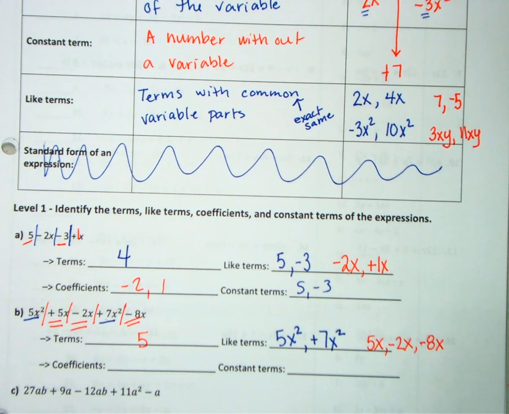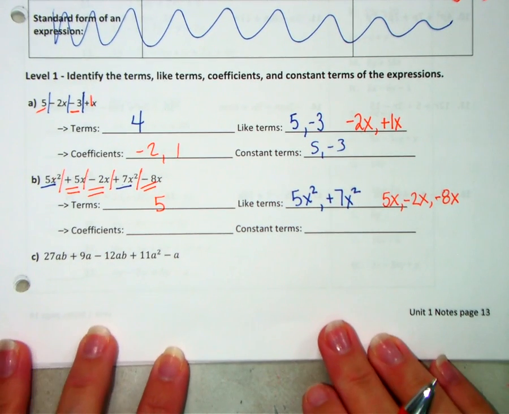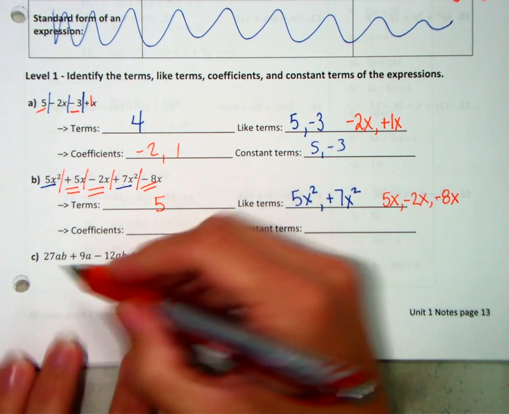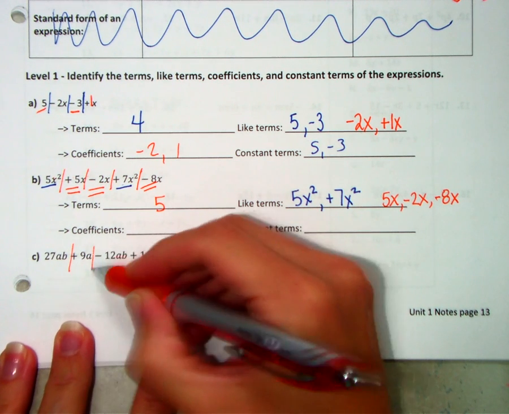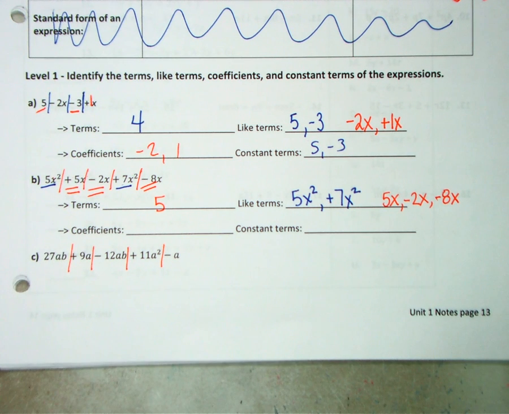Now let's actually do a problem where we actually combine. You can use your calculator to combine your like terms. You can separate the terms here. I've got 1, 2, 3, 4, 5 terms, and I'm going to simplify it, take it from 5 terms down to 3 terms.